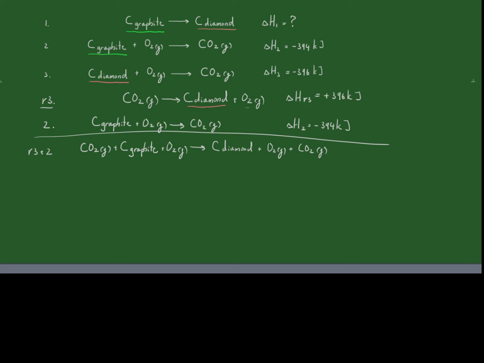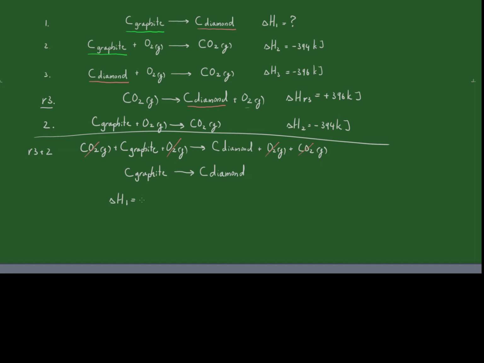And once again, we can tidy up a little bit. We have carbon dioxide gas appearing on both sides, so we can cancel it. We also have oxygen gas appearing in equal measure on both sides, so we can cancel that as well. And we are left with carbon graphite, which gives us carbon in its diamond form.